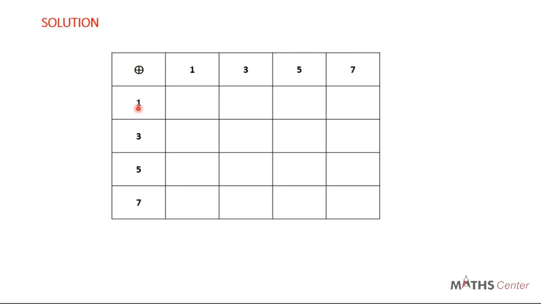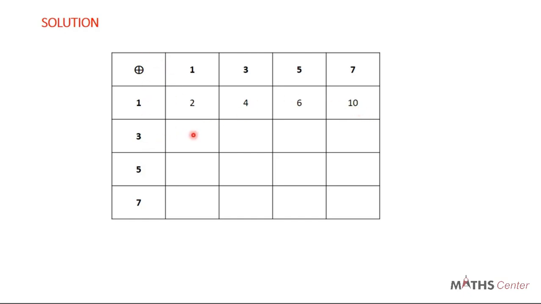So we begin to do our addition. 1 plus 1 is 2. 2 in base 8 is 2. 1 plus 3 is 4. 4 in base 8 is 4. 1 plus 5 is 6. 6 in base 8 is 6. 1 plus 7 is 8. 8 in base 8 is 1 remainder 0, that is 10.